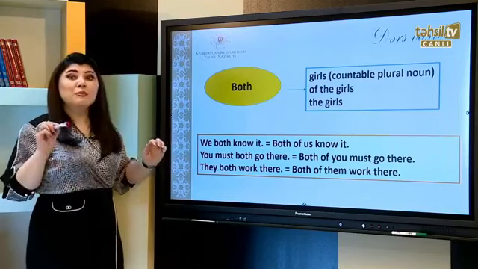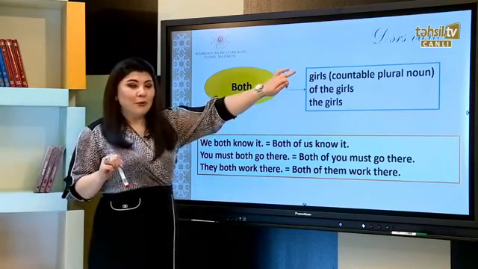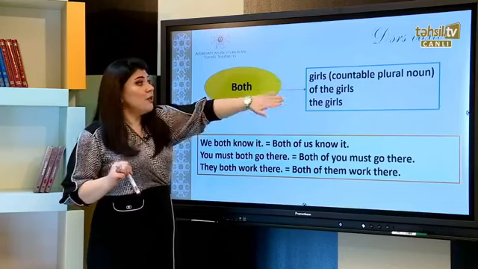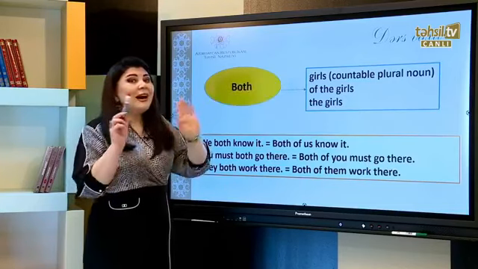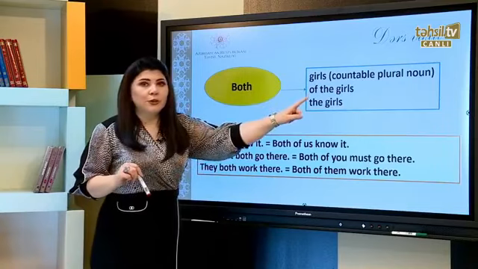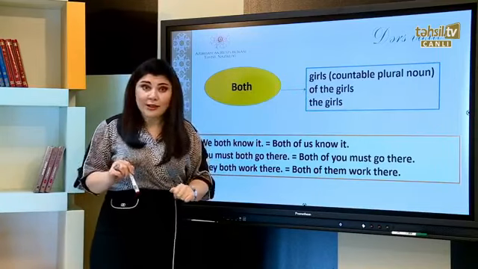So one more time, remember. We can say "both girls," or "both the girls," or "both of the girls." We can't say "both of girls." We have to use the article "the" here.